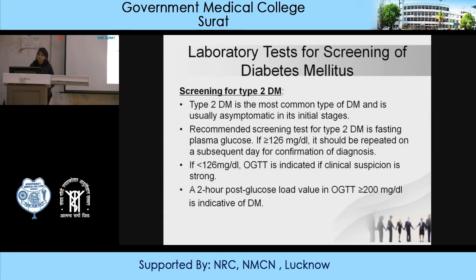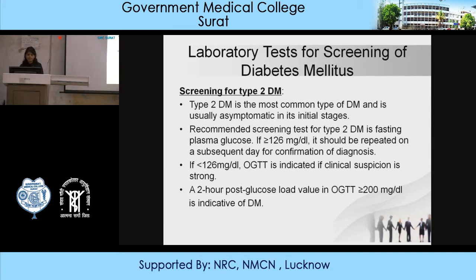So type 2 diabetes is the most common type of diabetes mellitus, we all know that, and it is usually asymptomatic in the initial stage. That's why we need to screen the patients of type 2 diabetes more commonly. Okay, so what are the criteria? If in a screening test, the blood glucose level is more than 126 mg per dl, it should be repeated on a subsequent day for confirmation of the diagnosis.